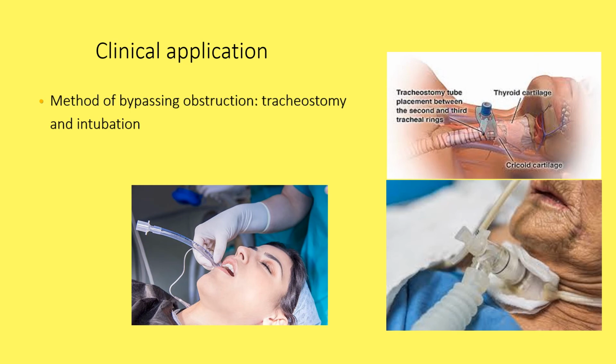For some clinical application, tracheostomy and intubation are methods of bypassing an obstruction that occurs in the upper respiratory organ. So this is the tracheostomy, and this is the procedure of intubation. In an emergency, we usually do this kind of procedure to maintain the oxygen saturation and the ventilation of the patient.